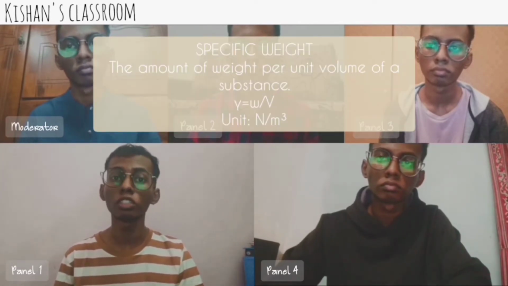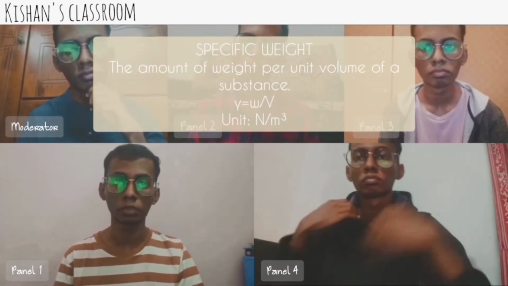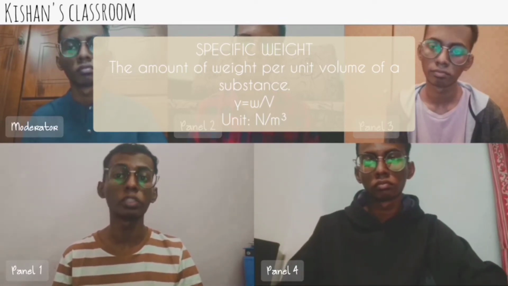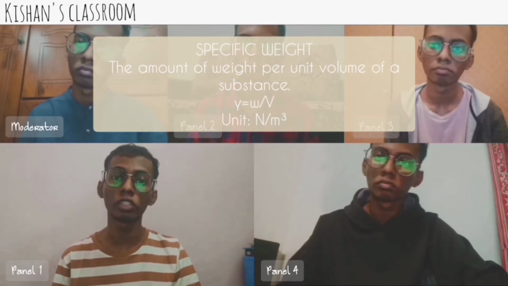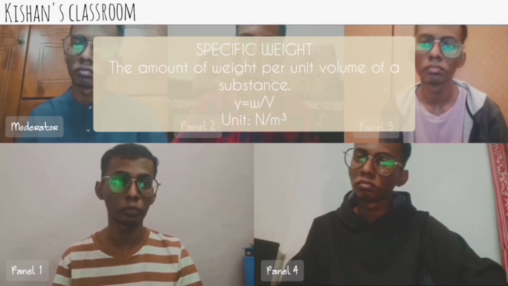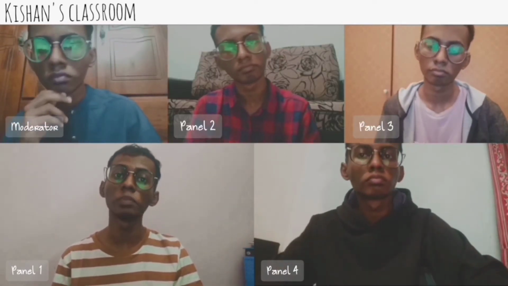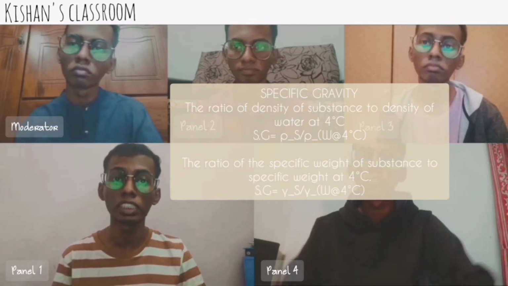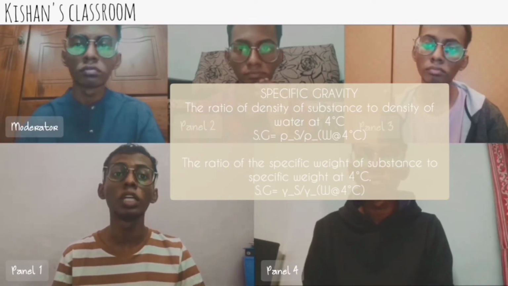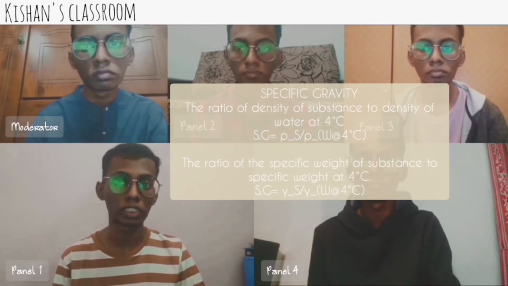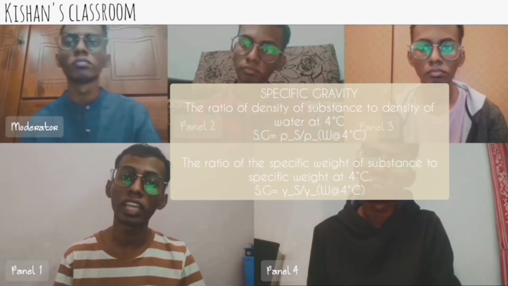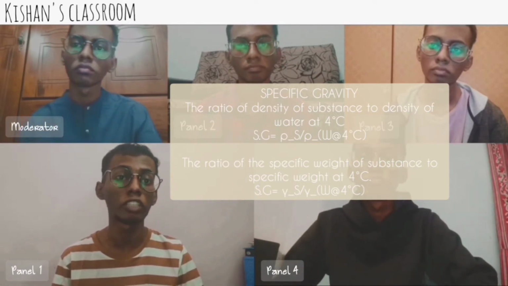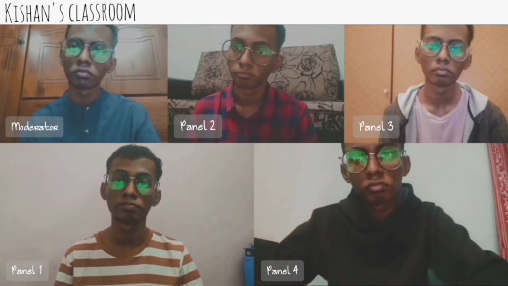Specific weight is the amount of weight per unit volume of a substance. And the formula for specific weight is equal to W over V. The unit is N over m cube. So the next property is specific gravity. Specific gravity is the ratio of density of substance to density of water at 4 degrees Celsius. It's also defined as the ratio of the specific weight of substance to specific weight of water at 4 degrees Celsius.